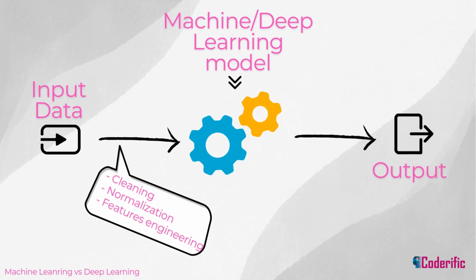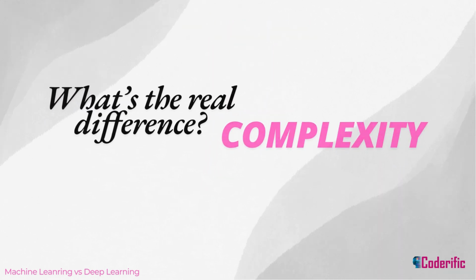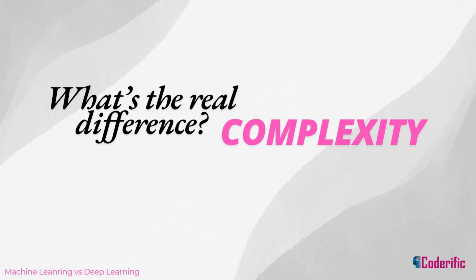What's important to know is that in both machine learning and deep learning, some form of pre-processing is almost always necessary to make your data compatible with your model. Whether you are cleaning data, normalizing it, or transforming it in some way, both approaches require that step. So, what's the real difference? It comes down to complexity.